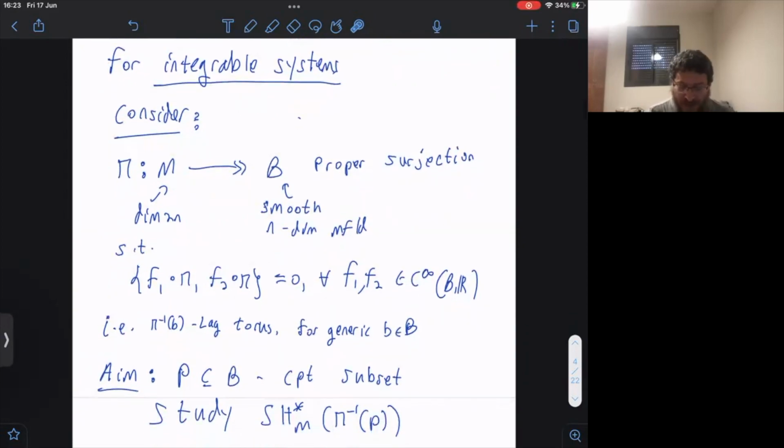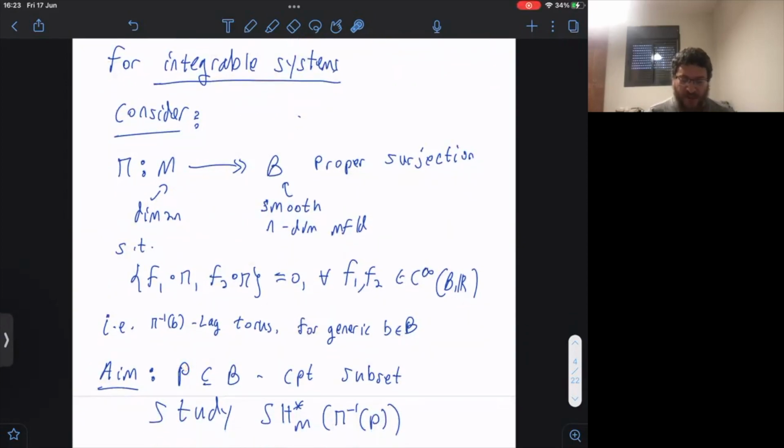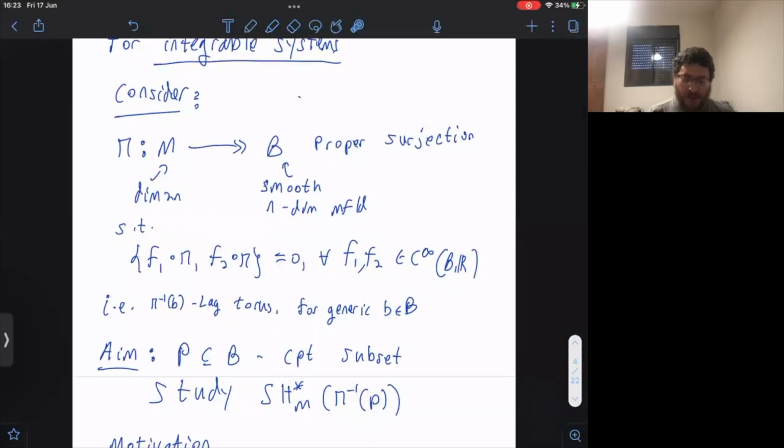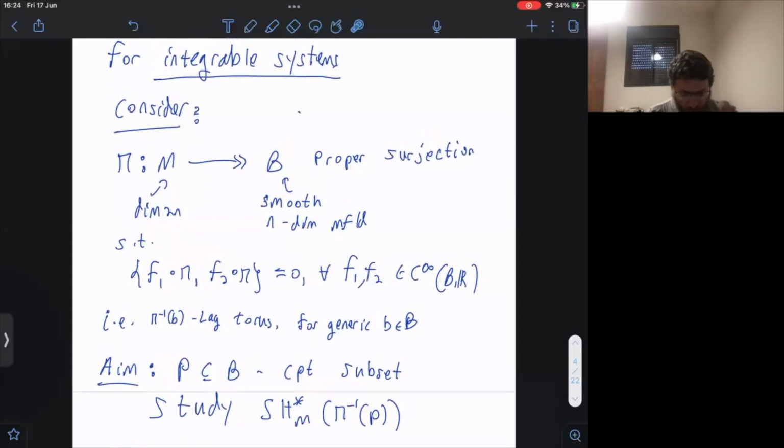And then what are the compact sets? The compact sets means we look at some P, a subset of the base, and we want to study the symplectic homology of this pre-image relative to some ambient manifold. Okay, that's the setup. Throughout we will be talking about this, and will keep referring to pi, M, B, and maybe to P. So, are there any questions?